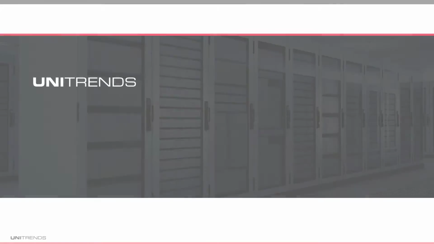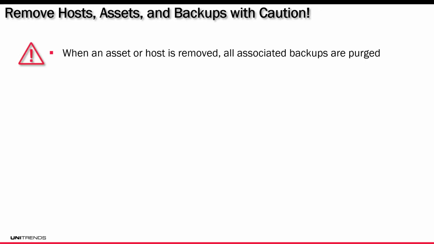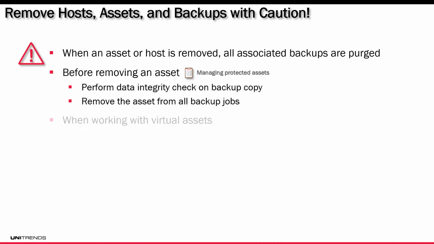Now, we talk about removing the protected assets. When an asset or host is removed, it's important to note that all the associated backups are purged. Before removing an asset, you need to perform a data integrity check on that backup copy. Make sure you have a secondary copy somewhere on disk or on the target before you remove that asset. Also make sure you remove the asset from all backup jobs. It won't let you remove an asset that is scheduled in a backup job, and that includes hot or cold jobs as well. Once again, there's a link up there for more information on managing the protected assets.